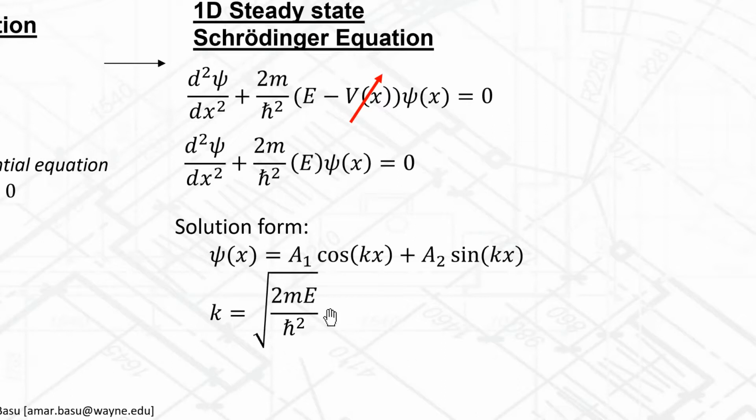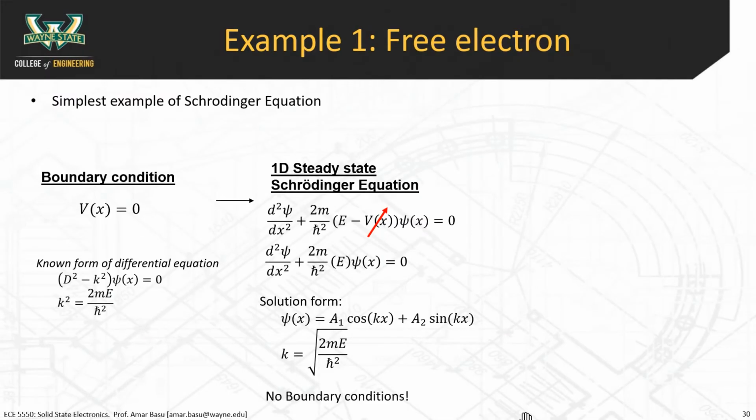So when I say this is a solution form, it's not the final solution because you still don't know what a1 and a2 are. You know everything else, but you don't know what a1 and a2 are. So does anyone remember how we solve for a1 and a2? You find your boundary conditions. You find the boundary conditions, exactly. So to solve a differential equation, you must have boundary conditions. All right, so in this case, there are no boundary conditions, because we said the potential field is 0 everywhere.